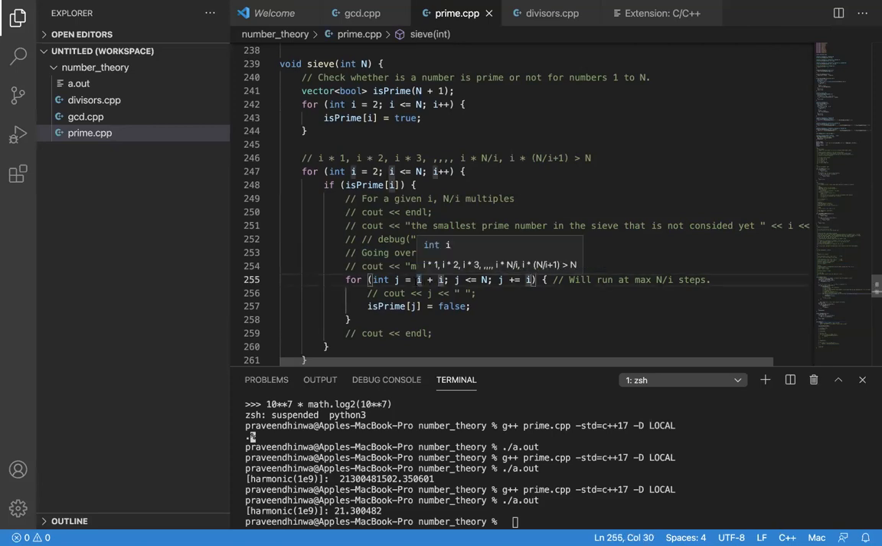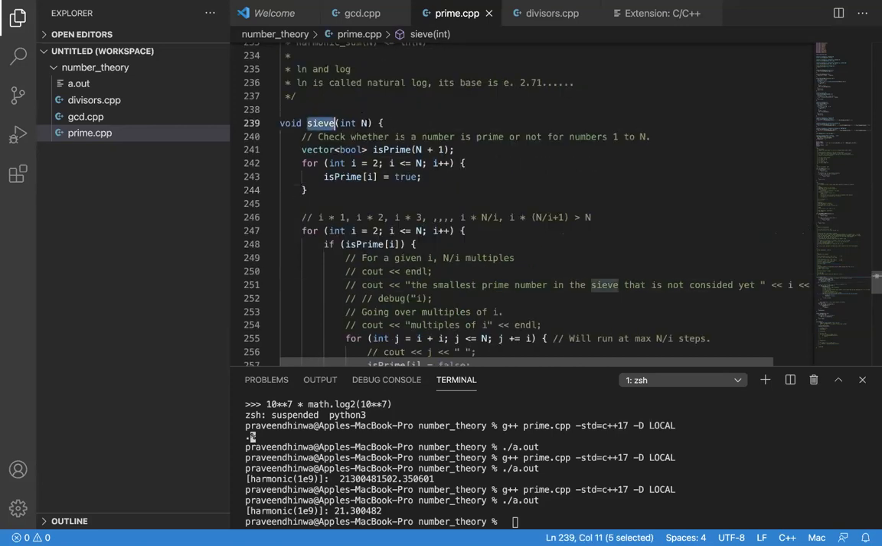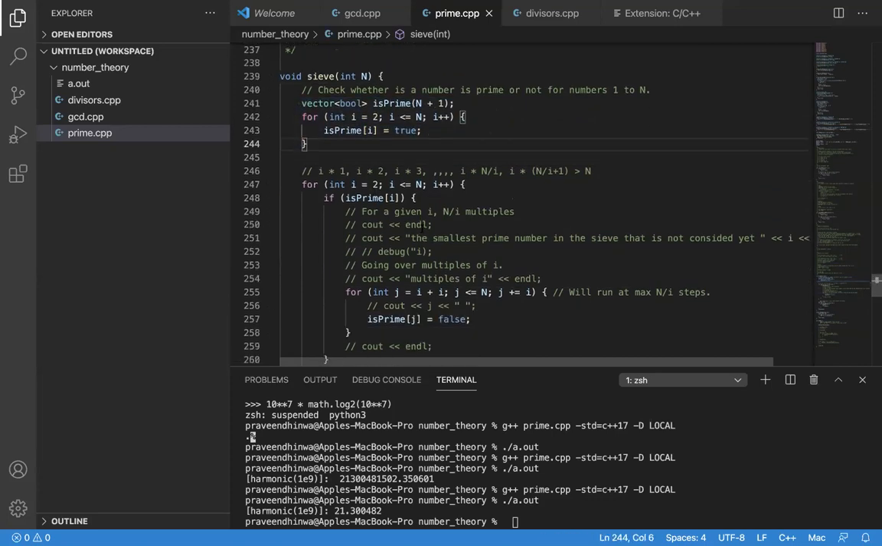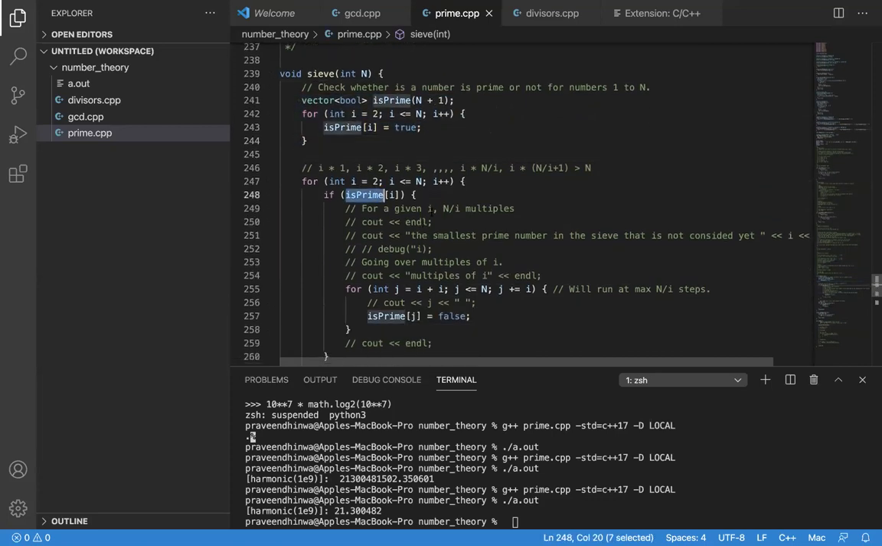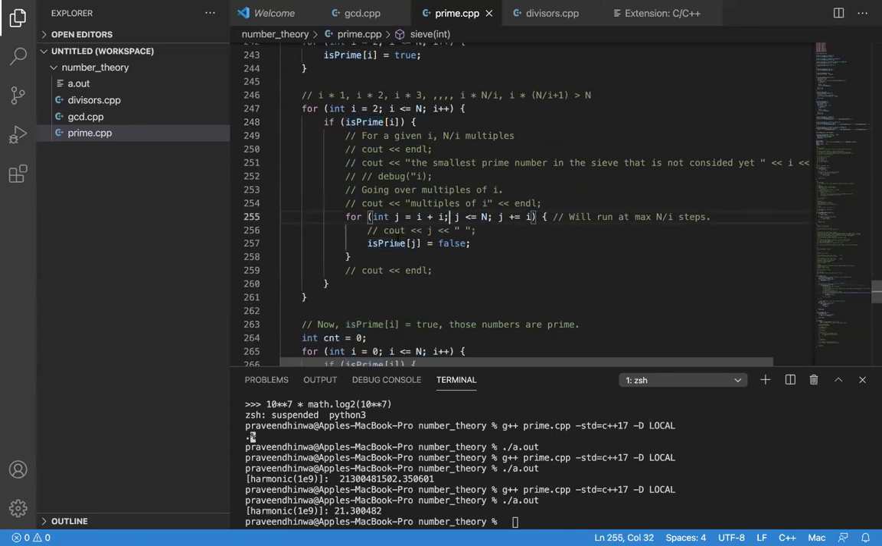And notice one thing. What are the important steps in this sieve? It's pretty simple. Initially, you mark all the numbers prime, then you iterate over all numbers, and whichever are primes, you go over all their multiples and mark them non-prime. And notice this i plus i. I shouldn't start with j equal to i, because I have to mark all the numbers except i. So the first multiple would be 2i. You should take care of this. Rest all is fine.